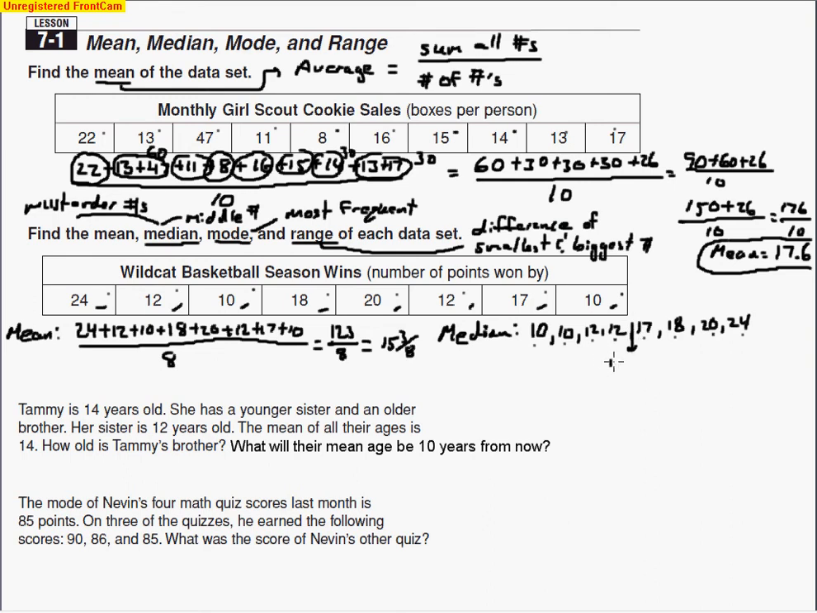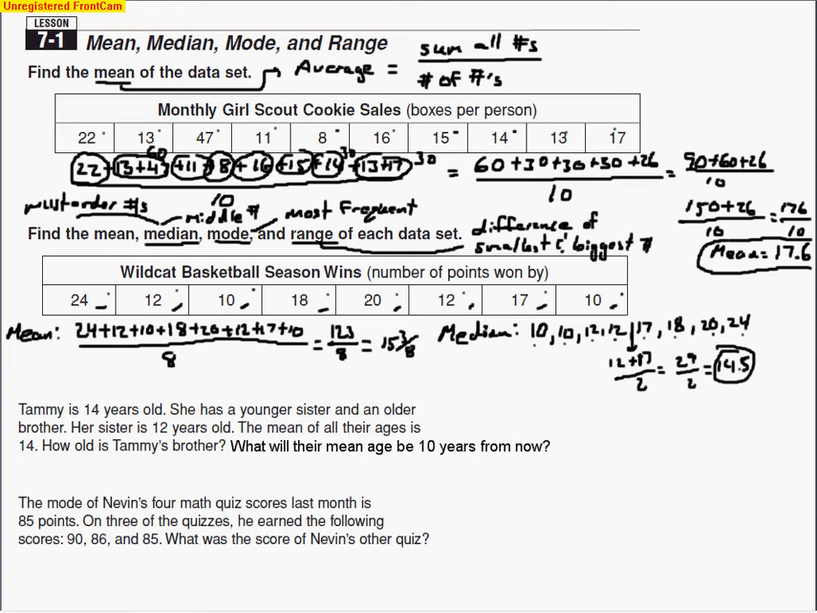But here, I'm not sure, so I'm going to go ahead and add those two numbers together. So 17 and 12, and then I divide by 2. That makes 29 divided by 2. And in this case, we end up with 14.5. So that is the median of our data set.